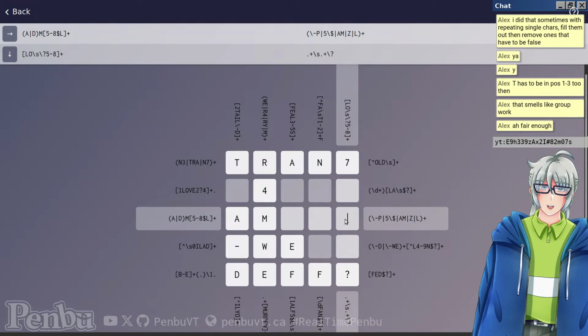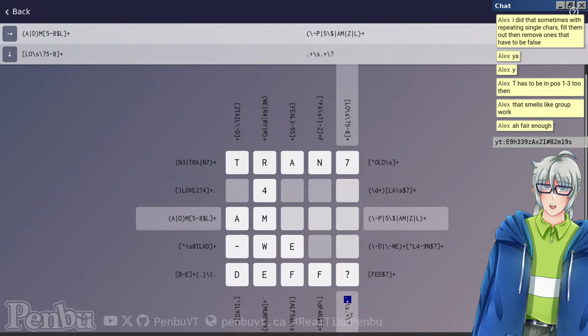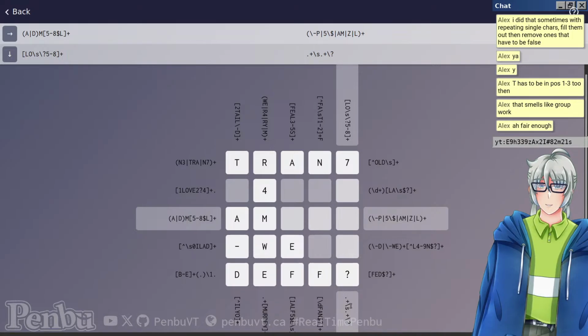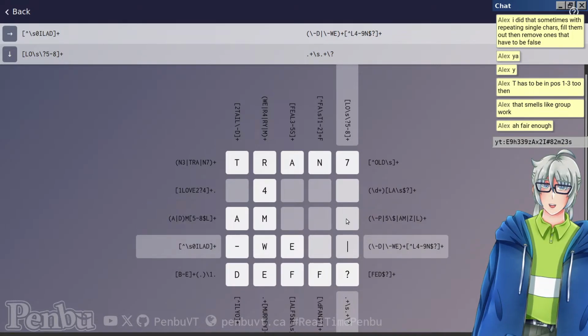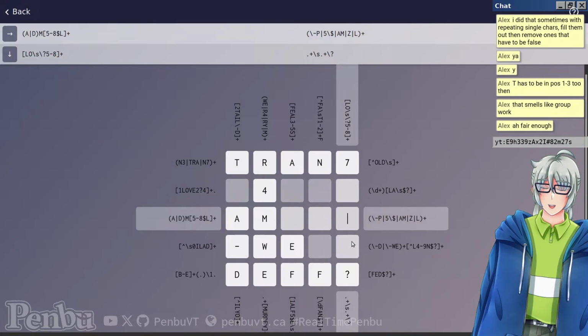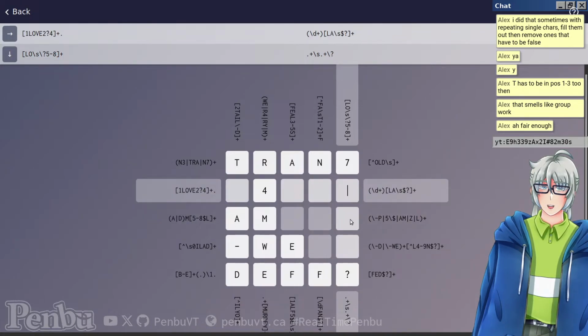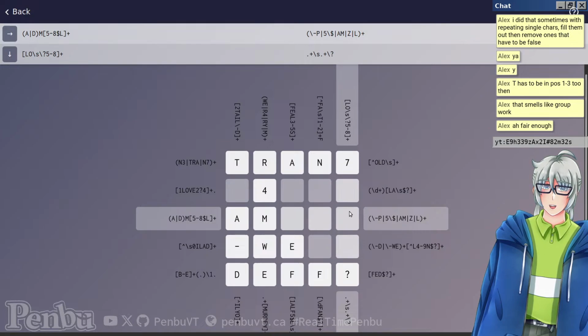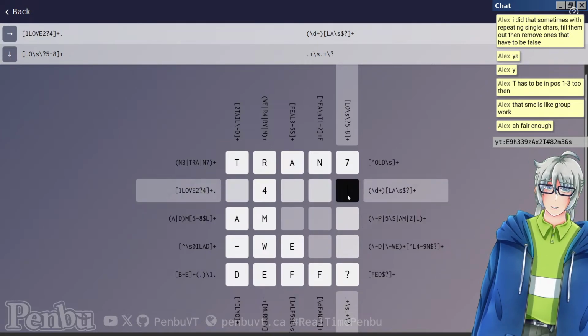Can we narrow down anything else? One of these has to be a space. But unfortunately this is a dot plus, which means... well, how many characters do we absolutely need? This is a dot plus, a space, and a dot plus. So either this is the space or this is the space. Which one allows us to have a space? This one.